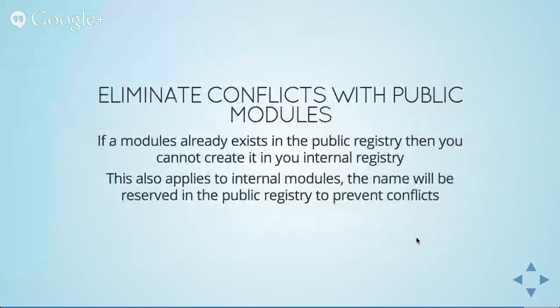Interesting thing is, if you create a module on your internal private registry, it will communicate the name of that module to the public registry and prevent anybody from creating that same named module on the public registry, preventing you from having naming conflicts with something in the public sphere. Pretty nice. Works on the flip side too. It's a bidirectional thing, so they can't create something that you've already created with a name, and you can't create something that already exists with that same name.